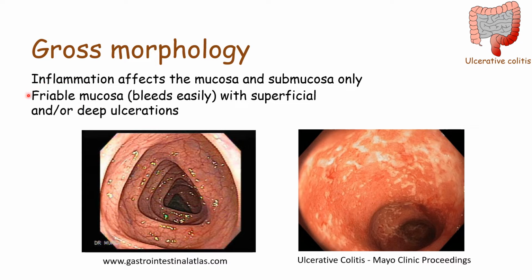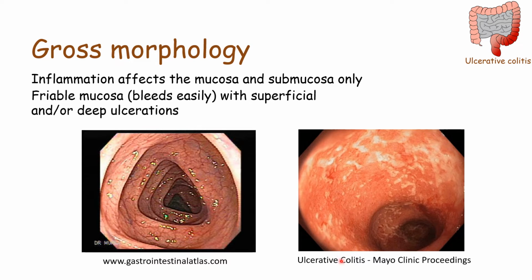Friable mucosa can be seen in ulcerative colitis. Here we have an image of ulcerative colitis, in comparison to a healthy bowel. Friable means it will bleed easily. So let's say if we touch the wall here of the bowel, it might start bleeding. In ulcerative colitis, we will see superficial and/or deep ulcerations.